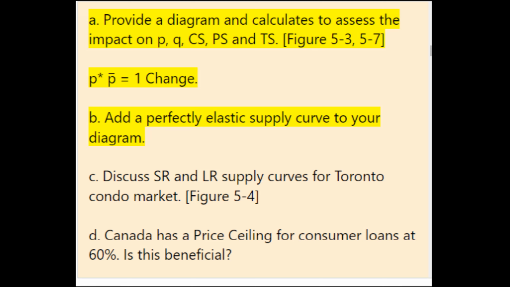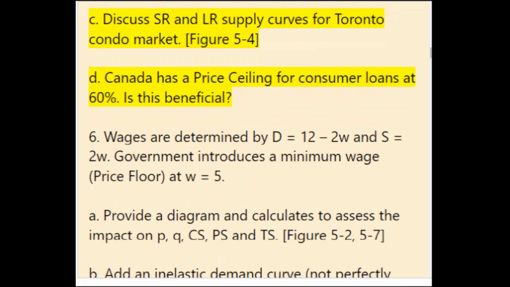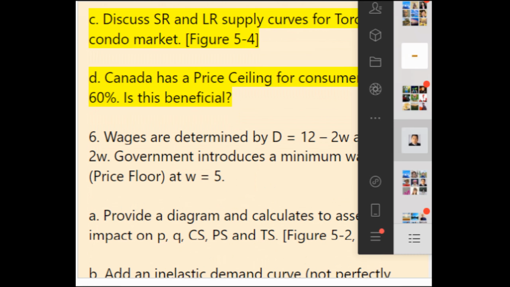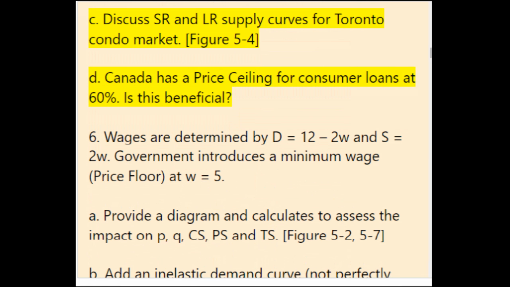Figure 5-3, 5-7. P* to P = 1 change. B. Add a perfectly elastic supply curve to your diagram. C. Discuss SR and LR supply curves for the Toronto condo market. Figure 5-4.